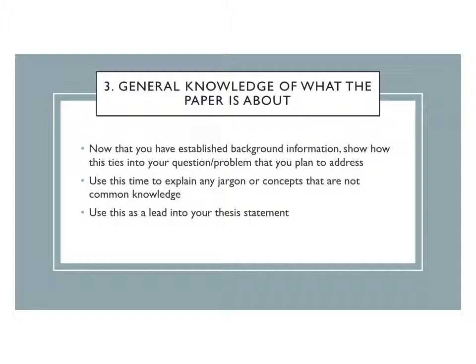All right, step number 3. So the third element of your introduction is general knowledge of what the paper is about. So now that you've established this background information, or you've addressed a problem, show how this ties into the question that you plan to address. So use this time to explain any jargon or concepts that are not common knowledge. So if you're going to be using certain language or key terms throughout your paper, this could be a good time to explain what those words mean.